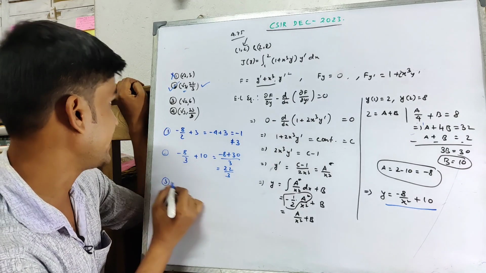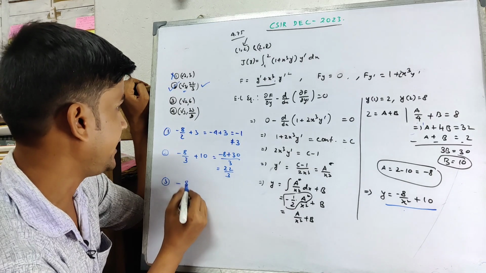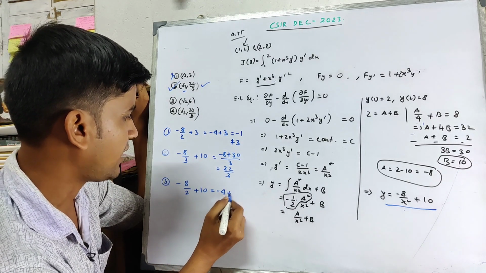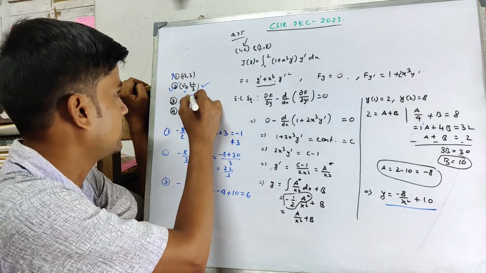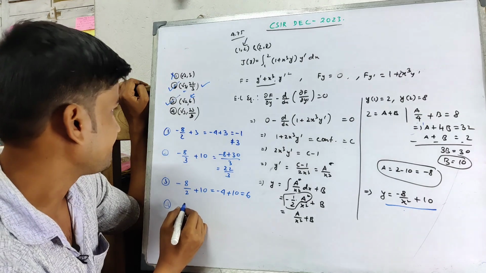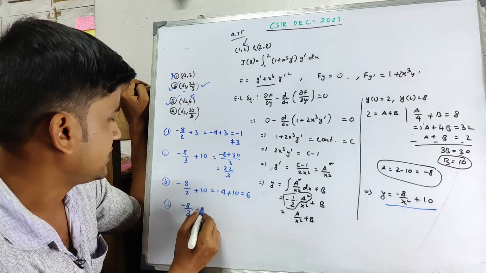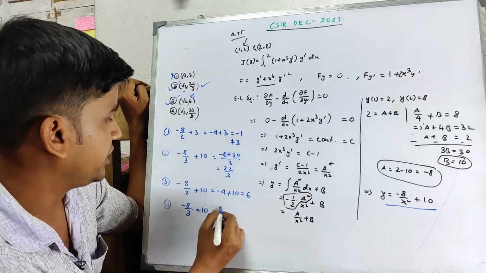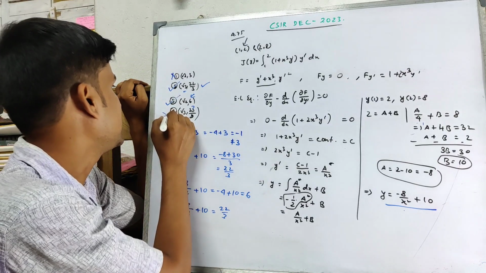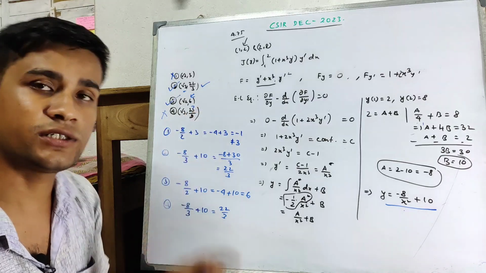Now if you go with option C, and we put root 2 here, then we get minus 8 by root 2 square, which means 2, plus 10. This is equal to minus 4 plus 10, which is equal to 6. So this option is also satisfied. In option 4, this is minus 8 upon 3 plus 10, which is again 22 upon 3, but the option gives 23 upon 3, I think. Yeah, so this is also incorrect.